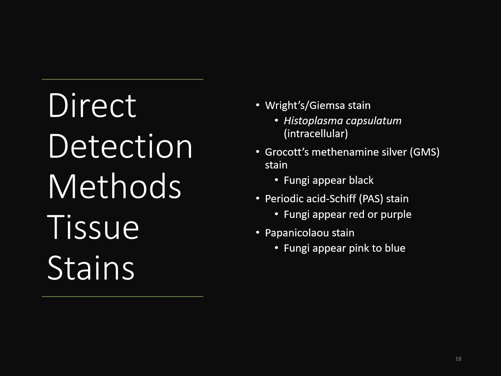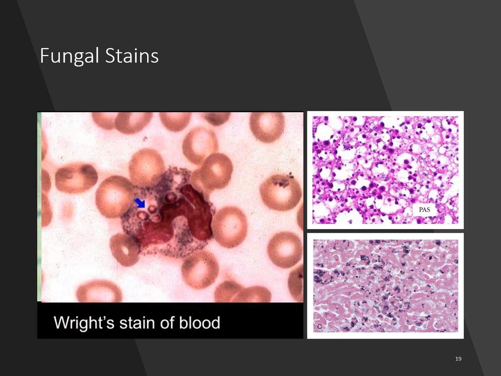When making stain slides of tissue, these are some of the common stains that are used, so you should be familiar with how the fungus would appear with the use of these particular stains. So these are some examples of how these stains would look. For example, here is the Wright stain with the organism inside of the white blood cell. This is an example of a PAS stain, and this bottom one is an example of a GMS stain.